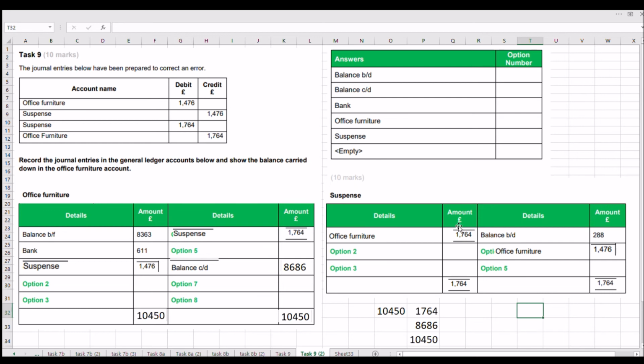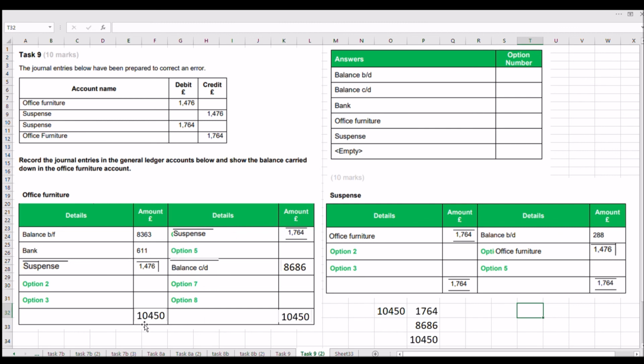So these here are the same journal. Now in real life as well, this would have a little journal number in front of it. Let's say this was journal number one. It would have a little one in front of it, so you could track it. They don't put journal numbers into an AAT exam, so this is the way that we're going to track it, seeing, right, okay, well that and that is the same, and that is the other part of the journal there. So that's what the option titles are. So it isn't suspense in here, it's office furniture in here, and it isn't office furniture in here, it's suspense in here. So that's how to get the names right.